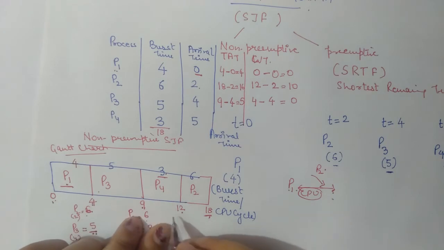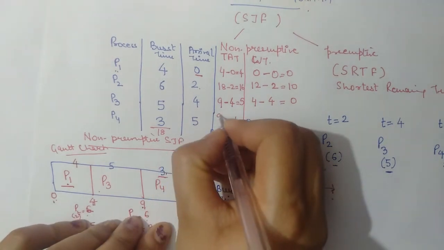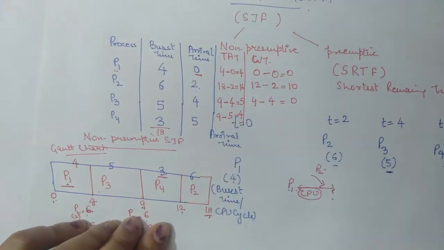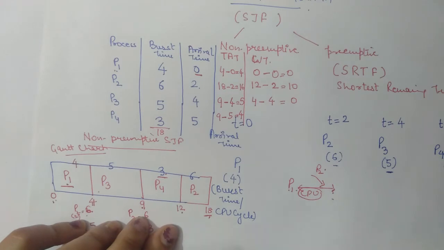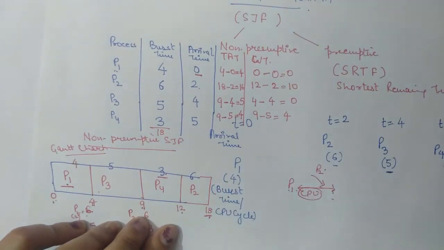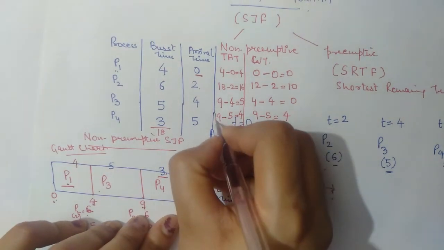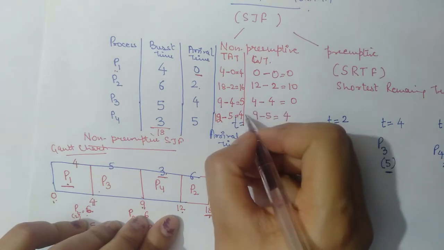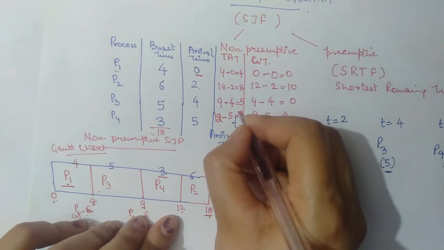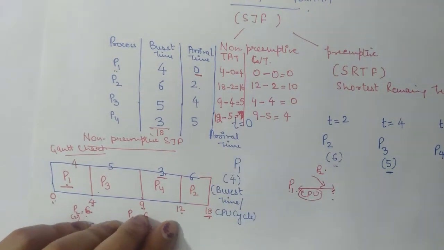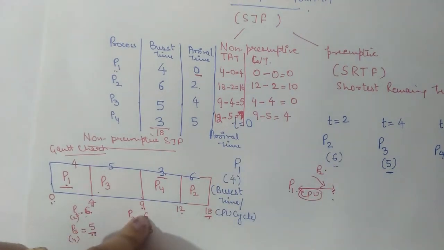Now see the last process, P4. Its arrival time is 5. Its waiting time is 9 minus 5, which is 4, and its turnaround time is 12 minus 5, which is equal to 7. 7 is the turnaround time of process number 4.